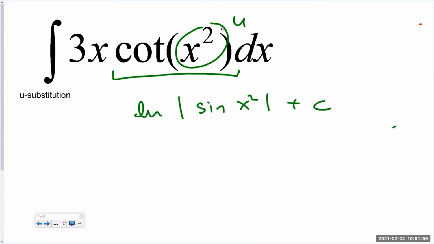Then guys, if this is my u, what's the derivative of that? 2x. Do my x's cancel out? Yes. What do I have left here? 3/2. Did you guys get this as your answer? Nice. Okay. Let's go to your homework, guys.